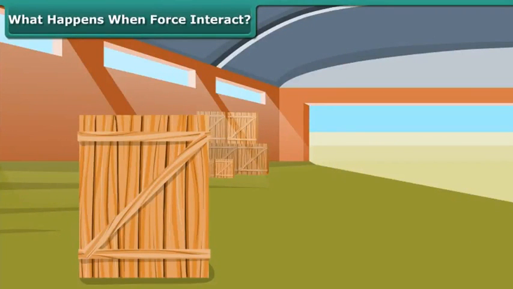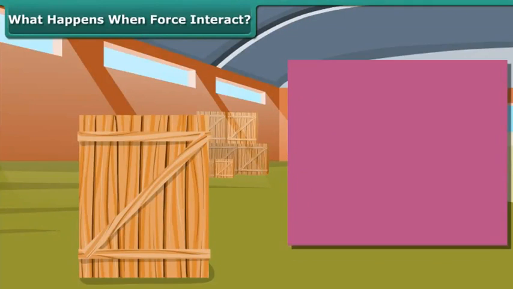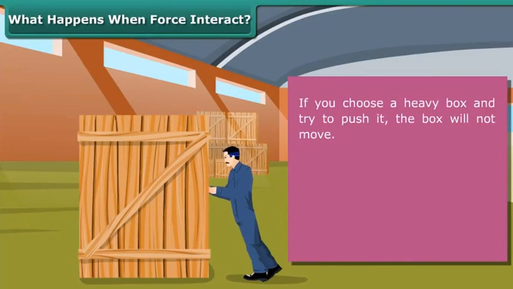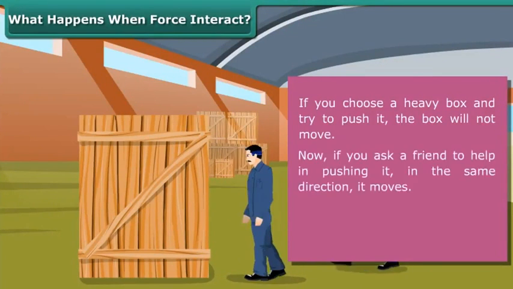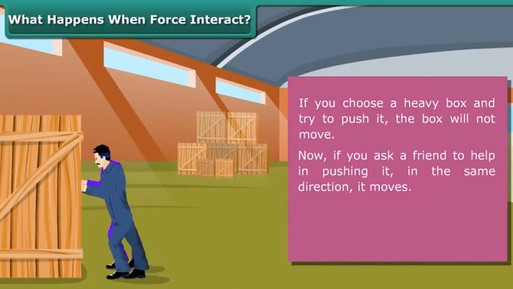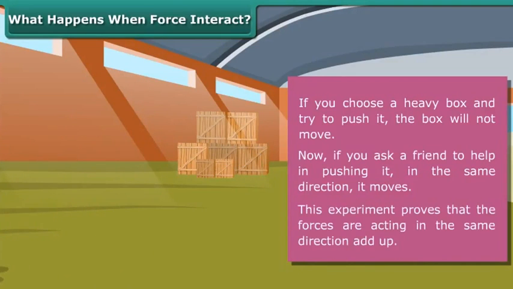What happens when forces interact? If you choose a heavy box and try to push it, the box will not move. Now if you ask a friend to help in pushing it in the same direction, it moves. This experiment proves that the forces acting in the same direction add up.